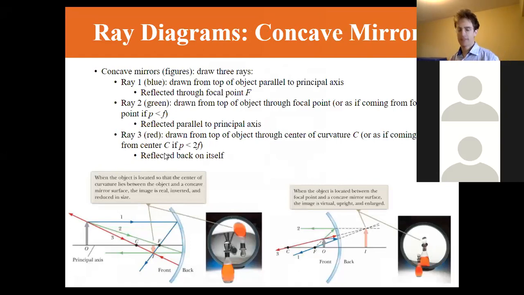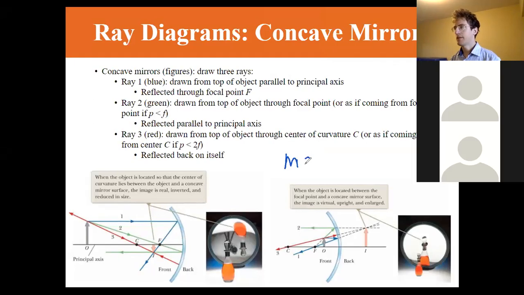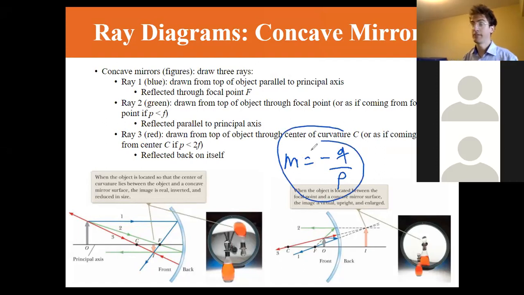The way you do that is if you look at the magnification formula, which is m equal to negative image distance over object distance. You have this on your formula sheet. If you get a negative magnification, that tells you that the image is upside down.